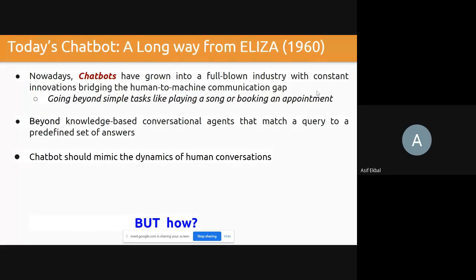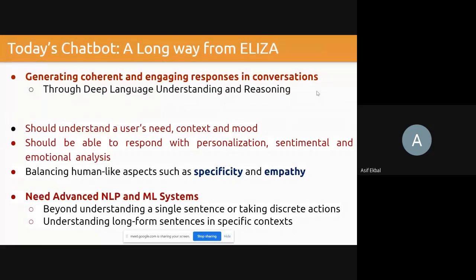But that is not really the power of artificial intelligence. That is not really understanding how actual humans communicate with each other. Communication between two humans is much more than this. So what is today's chatbot? Today's chatbot should understand the context, why a user is saying something. It should understand the user's mood, in which mood the user is, whether the speaker is in a happy mood or a sad mood, and the bot has to respond accordingly.